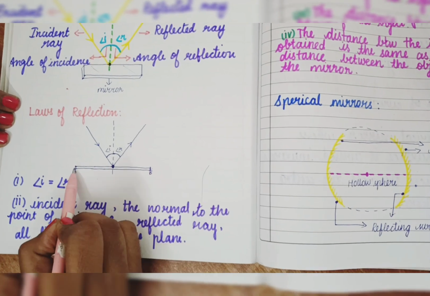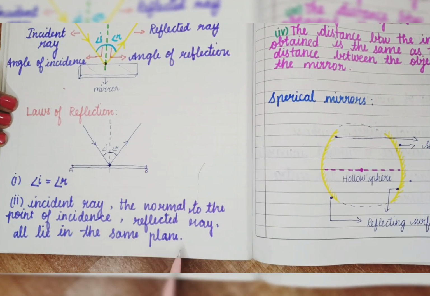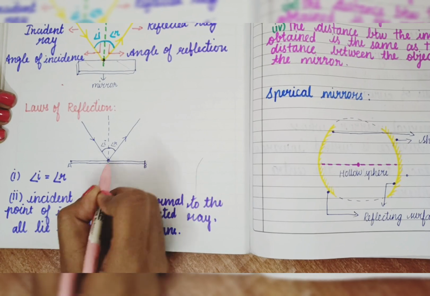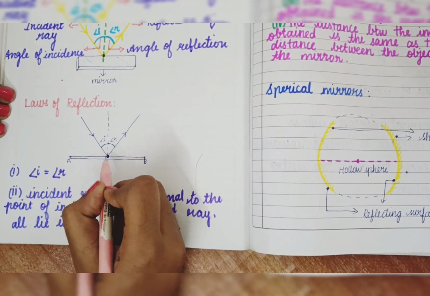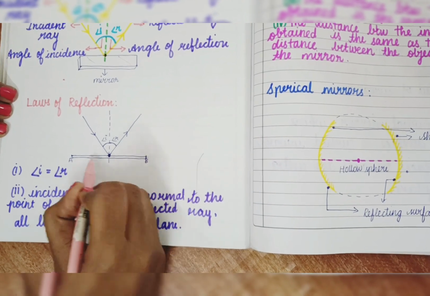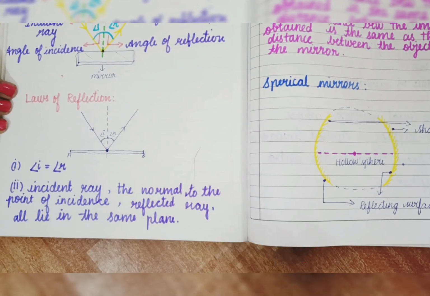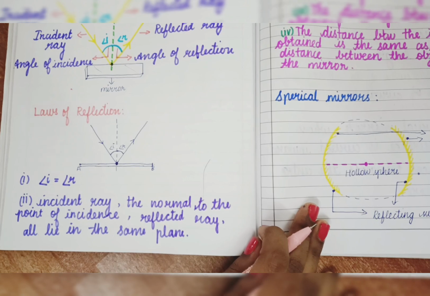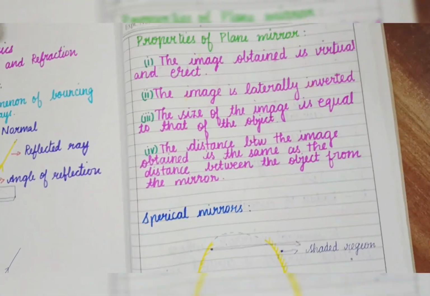Everything happens on the same mirror, right? So they are telling that the incident ray, the normal at the point of incidence, and the reflected ray all lie on the same plane, which is the mirror. Now let's study the properties of plane mirror.